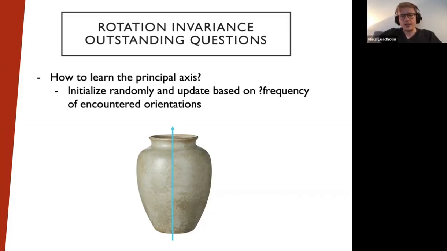Yeah, so just the last thing to say on the rotation invariance is that one thing I have an interest in is how do you actually learn the principal axis? I mentioned that it was relative to how the object normally sits in the environment. But I was talking to Subutai about this the other day, and he was suggesting maybe we can initialize it randomly and then iteratively update this, and whether that's something to do with the frequency of encountered orientations or something along those lines.